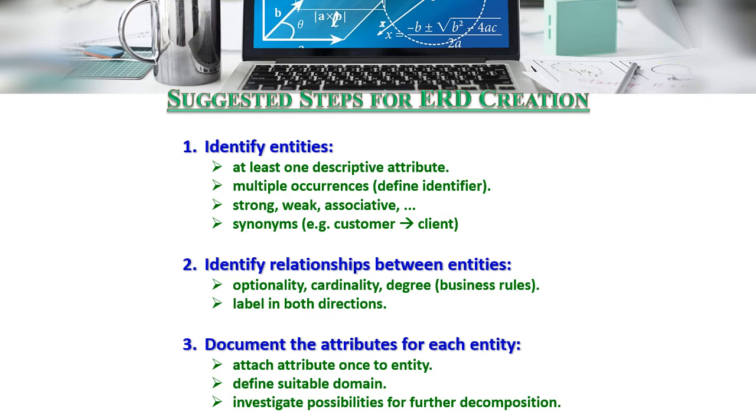Suggested steps for ERD creation. Number one, identify entities: at least one descriptive attribute, multiple occurrences, define identifier; strong, weak, associative; synonyms, for example, customer and client. Number two, identify relationships between entities: optionality, cardinality, degree, business rule, label, impose direction. Number three, document the attributes for each entity: attach each attribute once to an entity, define a suitable domain, investigate possibilities for further decomposition.